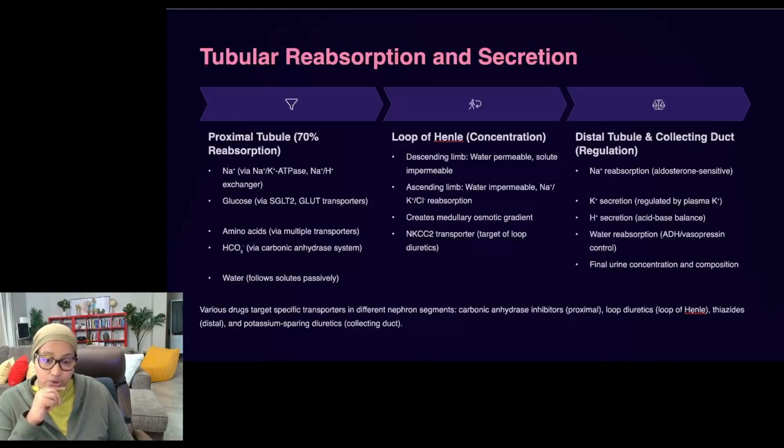We have a very important transporter protein here. It's called NKCC2, which is actually responsible for this sodium potassium chloride transport. It's a transporter molecule, and this is the target for the loop diuretics like Lasix, furosemide. Okay, so as we go forward, the distal tubule and the collecting ducts, now we are at the fine-tuning time. The sodium reabsorption continues, and in this area, this distal tubule is actually aldosterone sensitive.